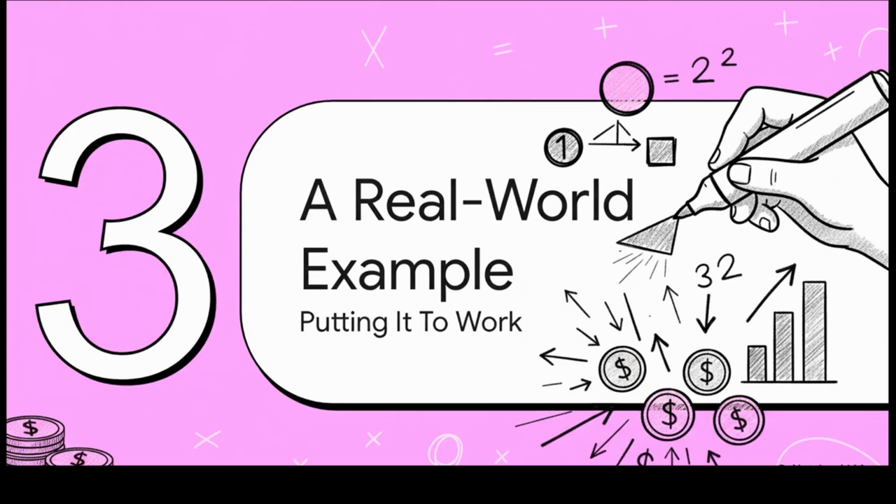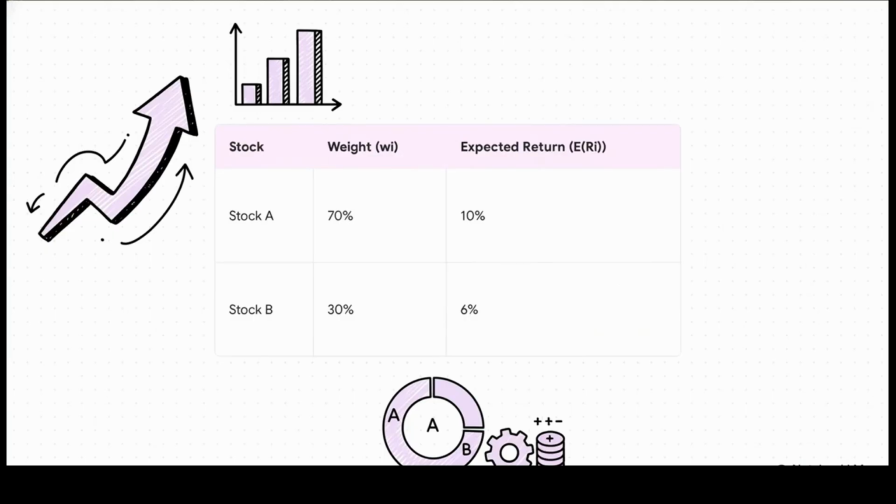All right, that's enough theory. Let's get our hands dirty and actually walk through a real example. We're going to take some numbers and see this formula in action, step by step, so you can see exactly how it works. So here's our setup. We have a simple portfolio, just 2 stocks. Stock A makes up 70% of our portfolio, and we're expecting it to return about 10%. Stock B is the other 30%, and we think it'll return around 6%. We've got all the pieces we need.